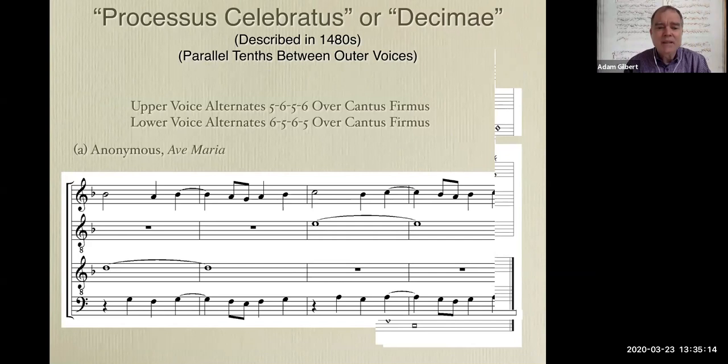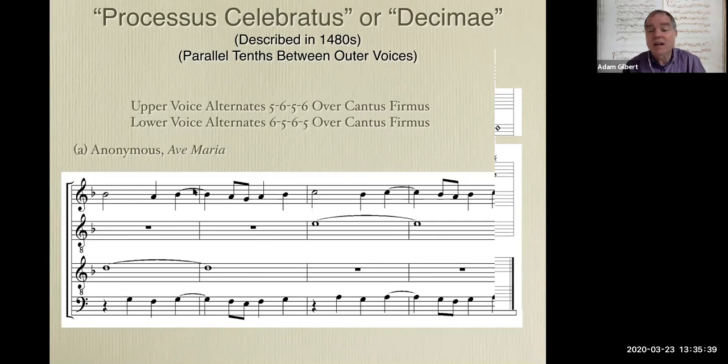And the way this works, if you notice, is that if you have here in the tenor, this D above it, 6-5-6, 5-6, 6-5-6-5, when there's a 6-5 and 6-5 above a tenor, the contra below can go 5-6-5-6, and they go in parallel tenths, and they're doing their consonances against it.